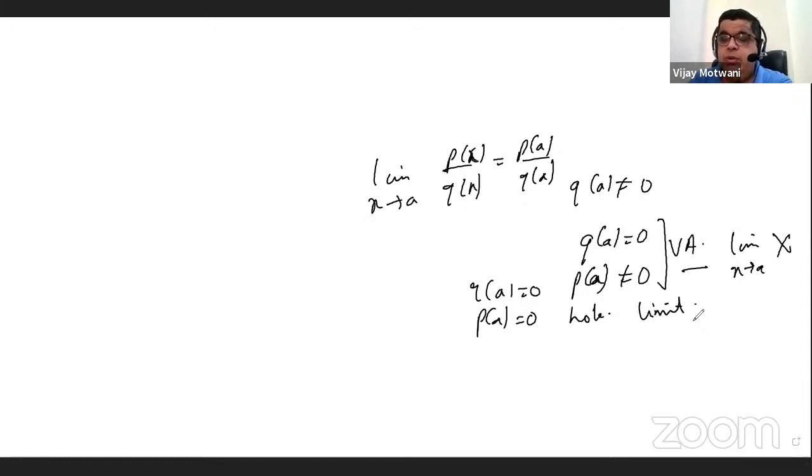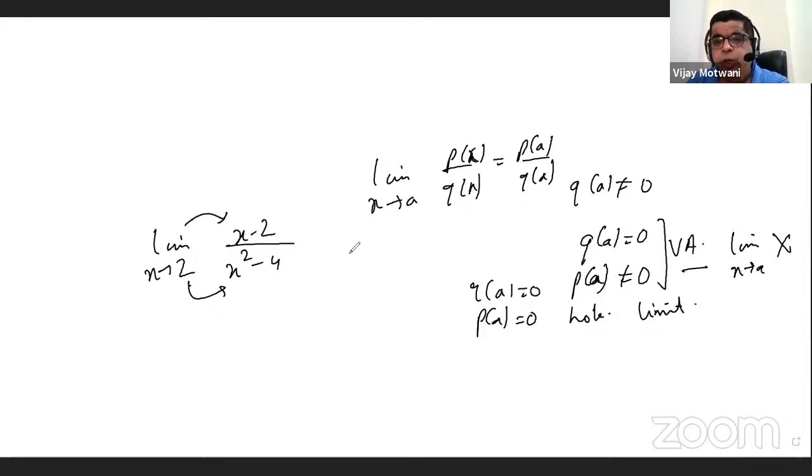So why not do a simple task with the calculator and put in some value of x which is close to a and try to find out what is happening. For example, if I say x minus 2 upon x square minus 4, and somebody says find limit x tends to 2. I'm sure you'll agree that if you put x equal to 2, you get the denominator as 0, and if you put x equal to 2, you get the numerator also equal to 0. So as I told you earlier, the limit is going to exist.